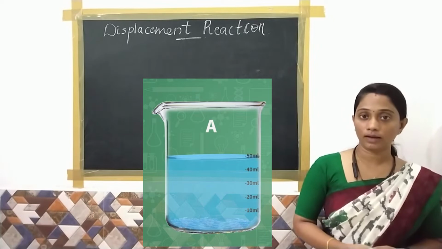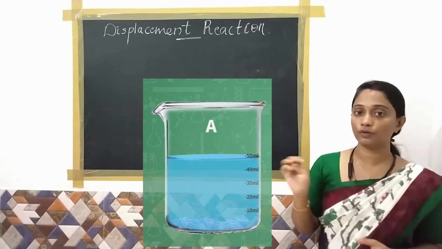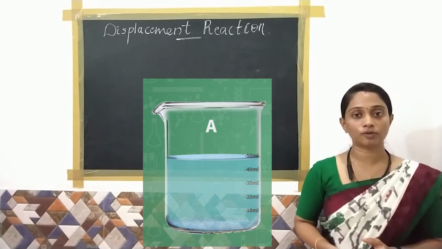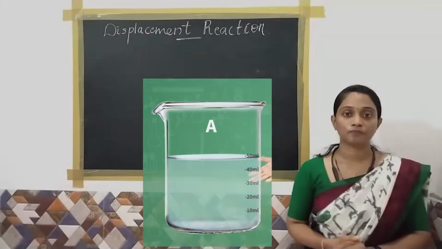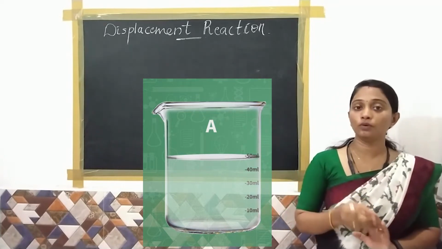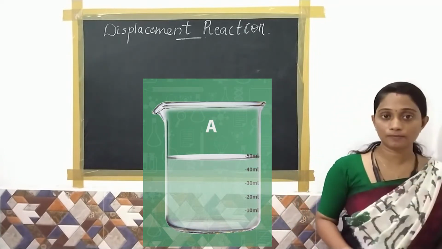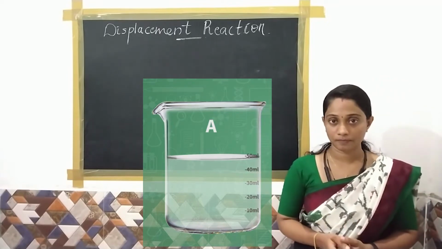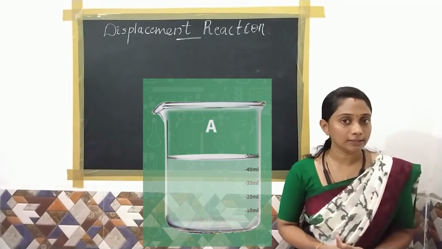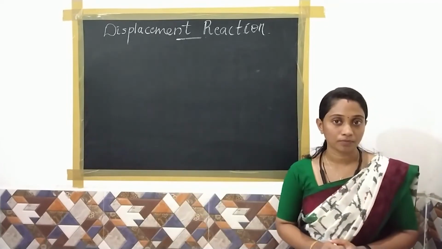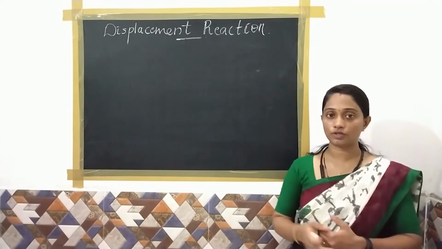Then after I am going to add some zinc granules to this solution and keep the solution undisturbed for some time. After the chemical reaction, you can observe that the blue color of the solution disappears and the solution becomes colorless. What could be the reason behind it? It is because of the displacement reaction. Okay, let us see the chemical equation.